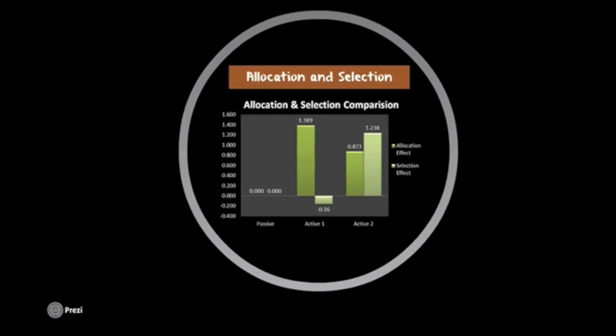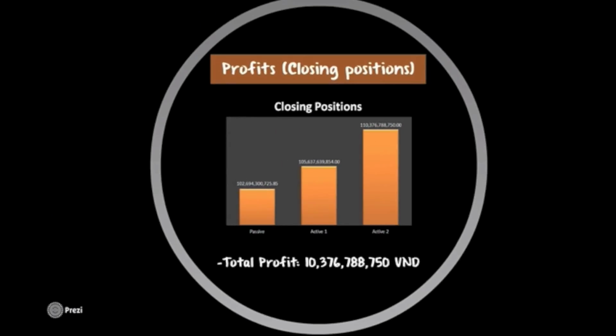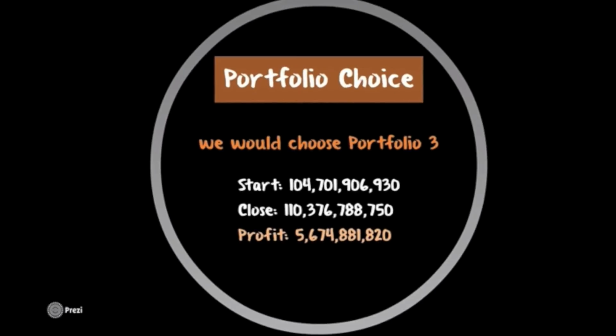Now, I would like to sum up the result of our portfolio. After the portfolio process, we had more than 10 billion Vietnam dong, while half of the profit comes from portfolio 3, and we will choose portfolio 3.